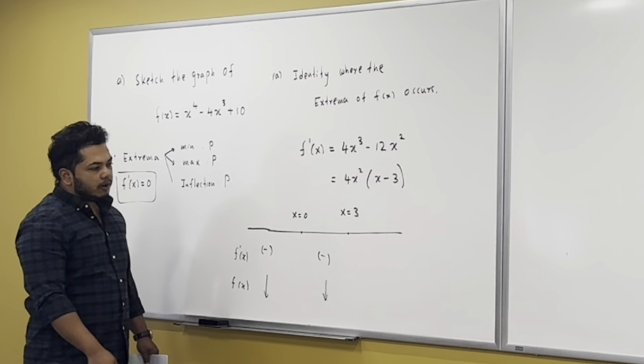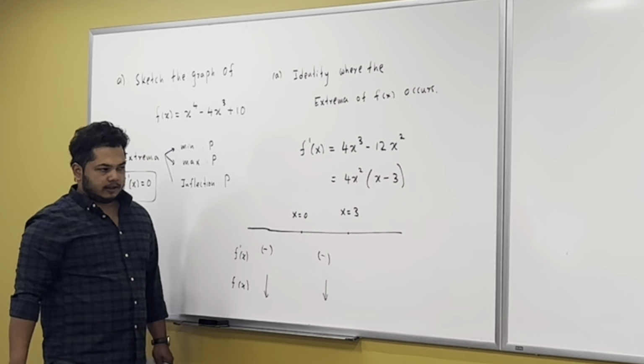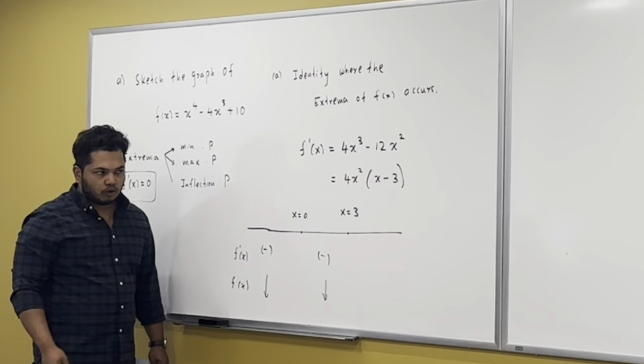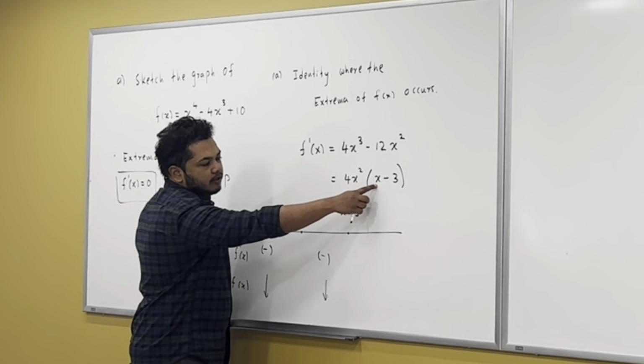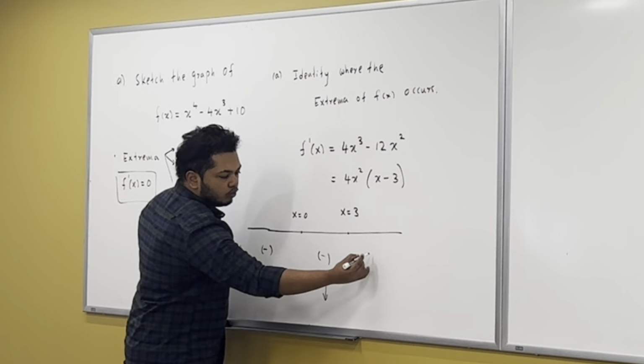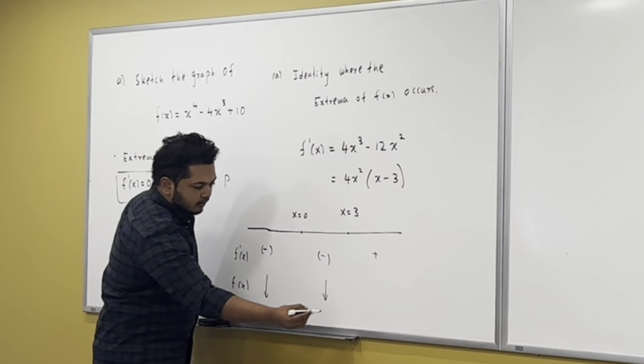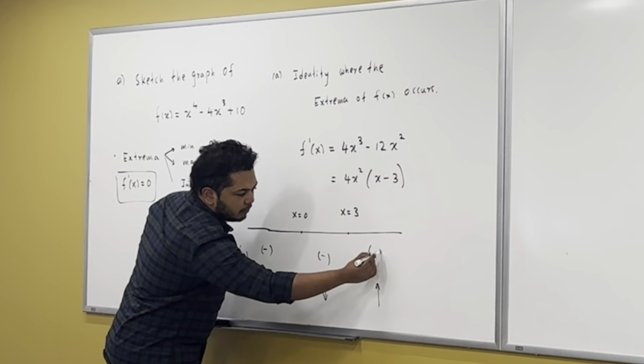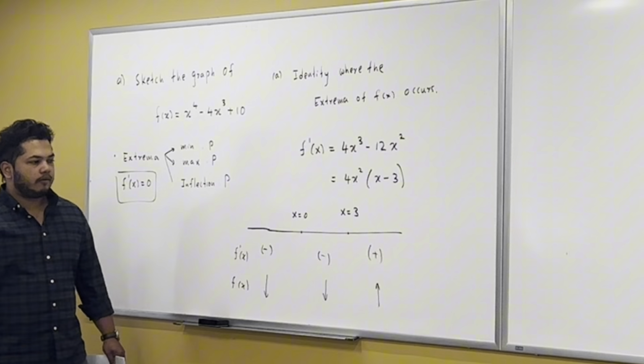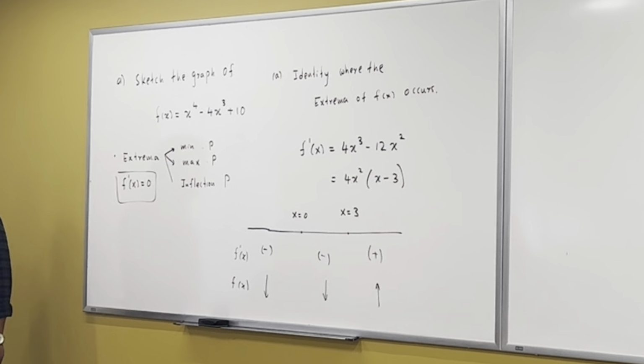Okay? So what if you pick anything greater than 3? Positive, of course. If you put in 4, for example, or 3.1, you get positive. So this is an increasing situation. Can anybody tell me what we have when x equals 3? At x equals 3, do we have a maximum or minimum?